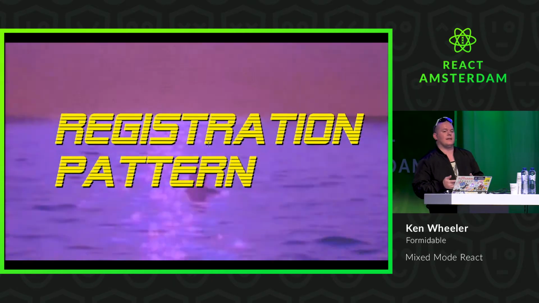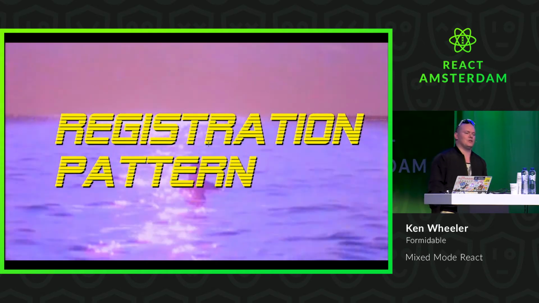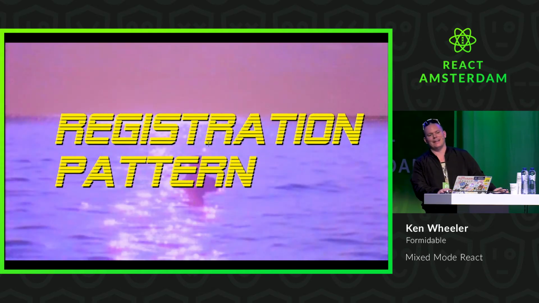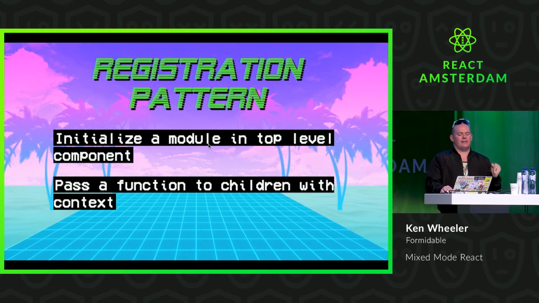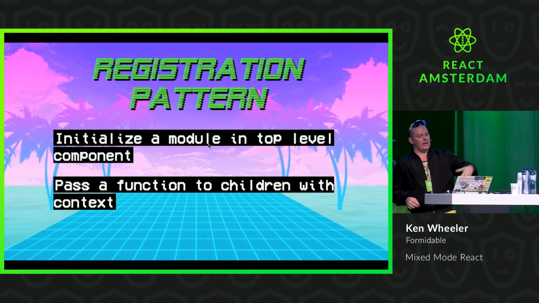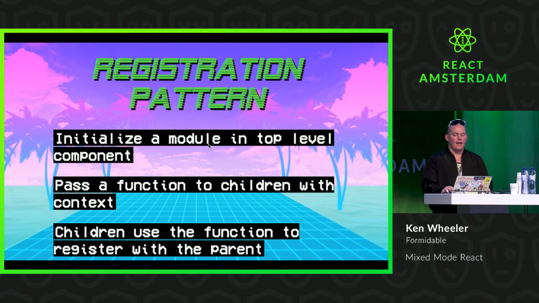And I like to build some of the dumb things that I do with React via a thing called the registration pattern. I don't think anybody calls it that. I'm just calling that, so maybe we can call it that. You initialize a module in your top level component. You pass a function through context to the relevant children. It's not going to go to every child, just any child that's wrapped in the consumer would get it. And then the children use it to register with the parent.